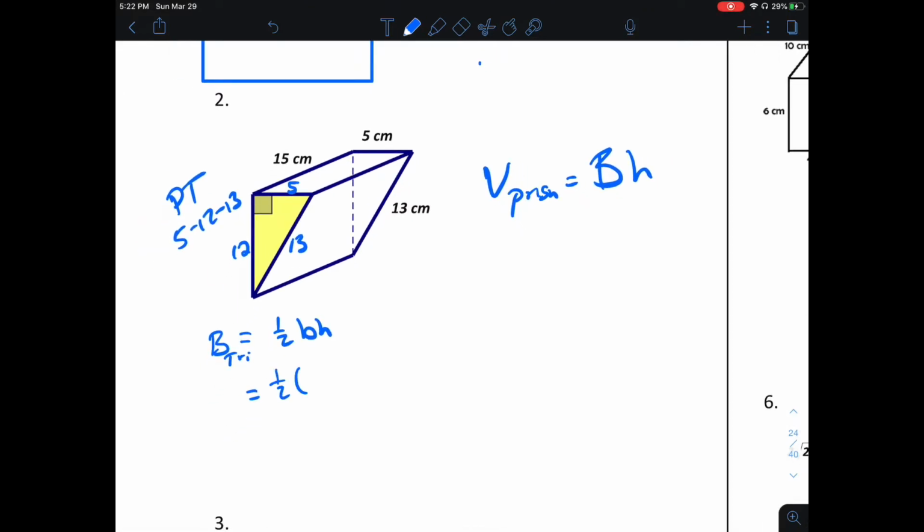So we've got 1/2 the base times the height. It doesn't matter which one you choose as the base and which as the height. So the area of that triangle, the base, is going to be 30 square centimeters.